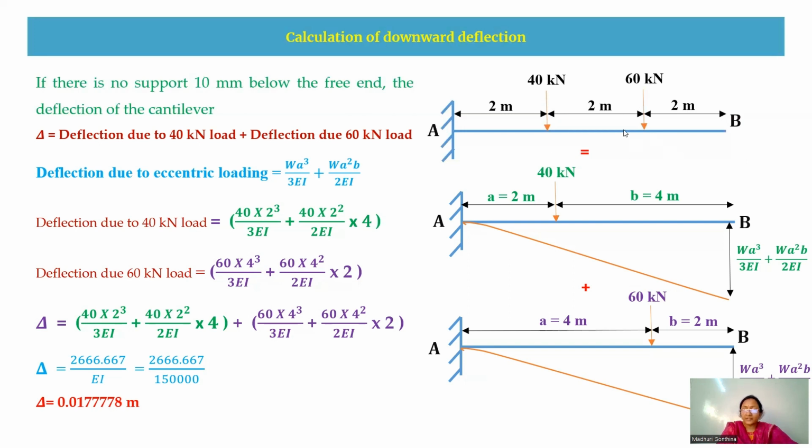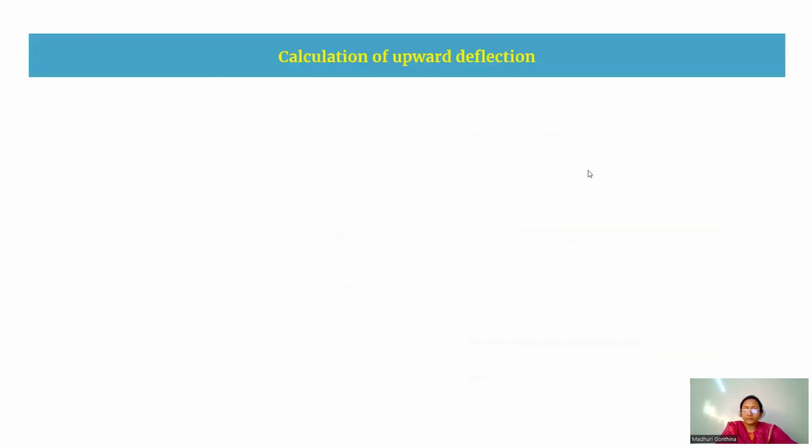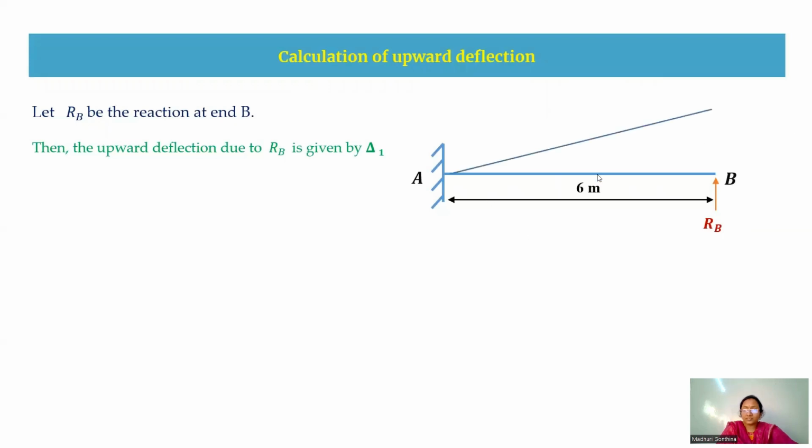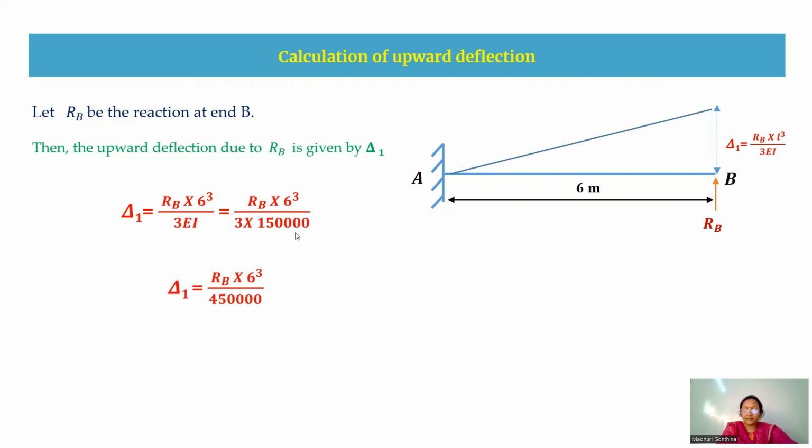So this is the total downward deflection due to these external loads, that is 40 kilonewton and 60 kilonewton. After calculating this downward deflection of the part 1 cantilever beam, now we are going to calculate the upward deflection, for the same cantilever beam, but here you have a vertically upward reaction, that is RB. The upward deflection due to this RB is given by delta 1, so delta 1 is RB into L cube by 3EI. Now I'm going to substitute the L value and EI value.